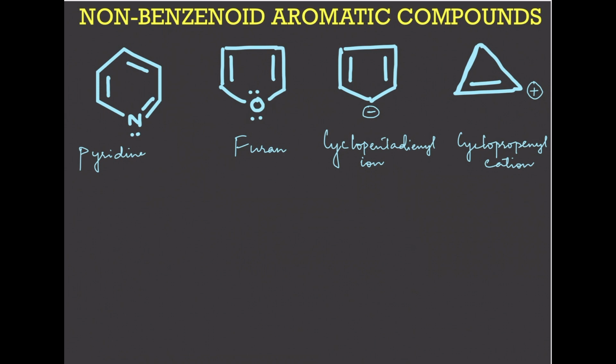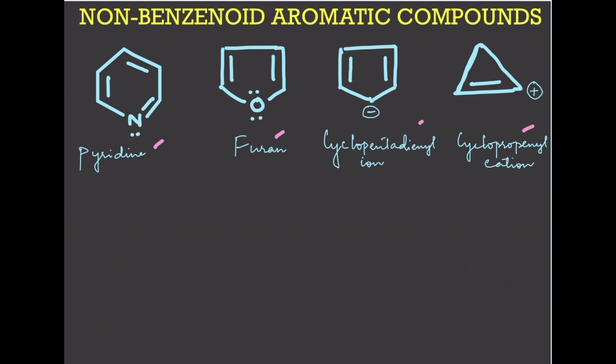Coming to some more examples now, there are cases where the structure doesn't contain any benzene ring, yet the compounds are still aromatic. Some of the examples are pyridine, furan, the cyclopentadienyl ion and the cyclopropenyl cation.